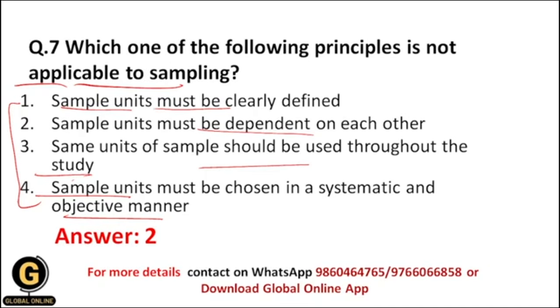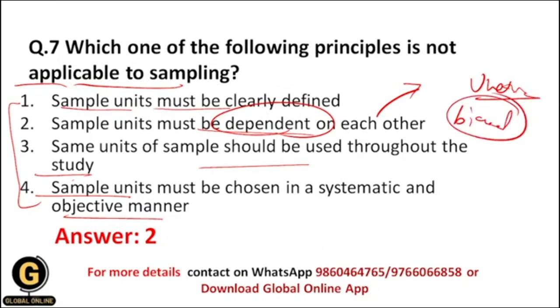When sample units are dependent on each other, then that sampling technique would be unethical, and it would be biased, because the sample units are dependent on each other. That's why this is the principle which is not applicable to sampling.